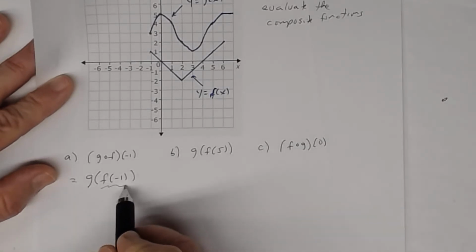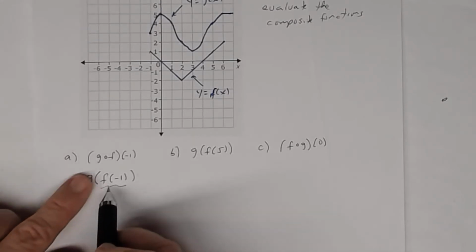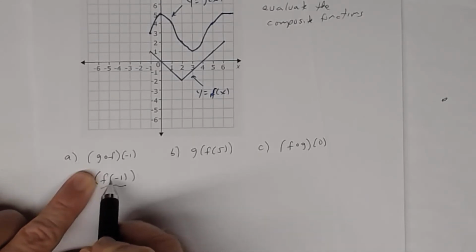So now we've got to find f of -1. Remember, f of -1, cover up this part and just look at this for right now. f of -1 means when x is -1, what's that y value?